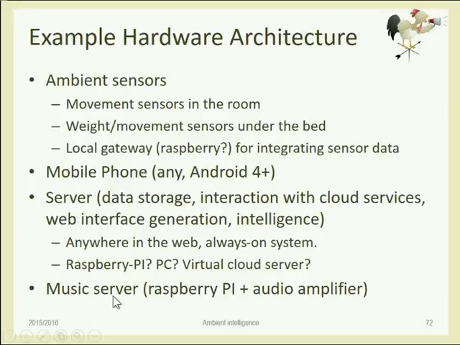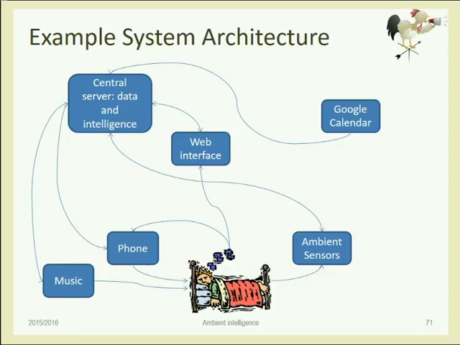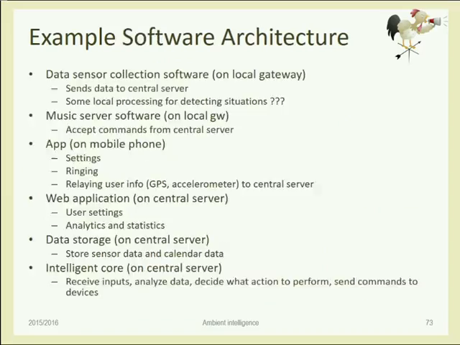And also music. Music can be an audio amplifier plus a small PC. And this small PC may be the same that we use for managing the sensors, maybe. So do we need one or two different nodes, one for the music and the other for the sensors? Or only one node can be? So these are the kind of questions that we ask while designing the hardware architecture. We have the general picture, and now we populate this general picture with the actual devices. And when we think about software, more detail comes up.